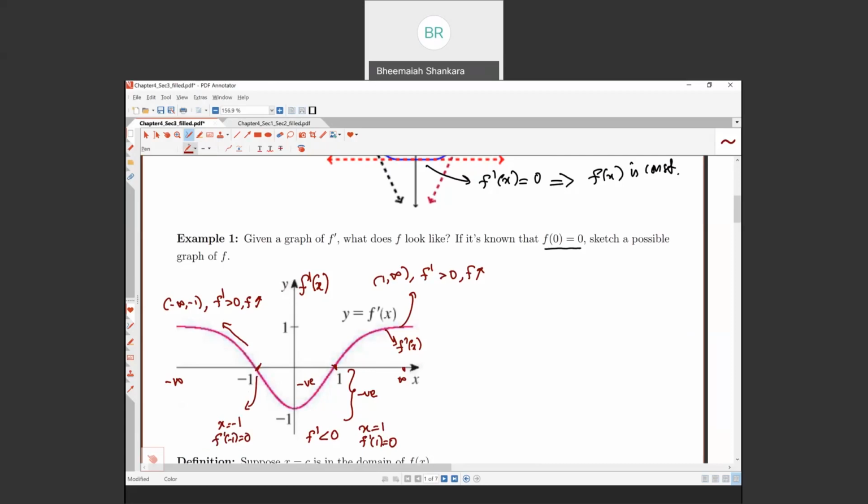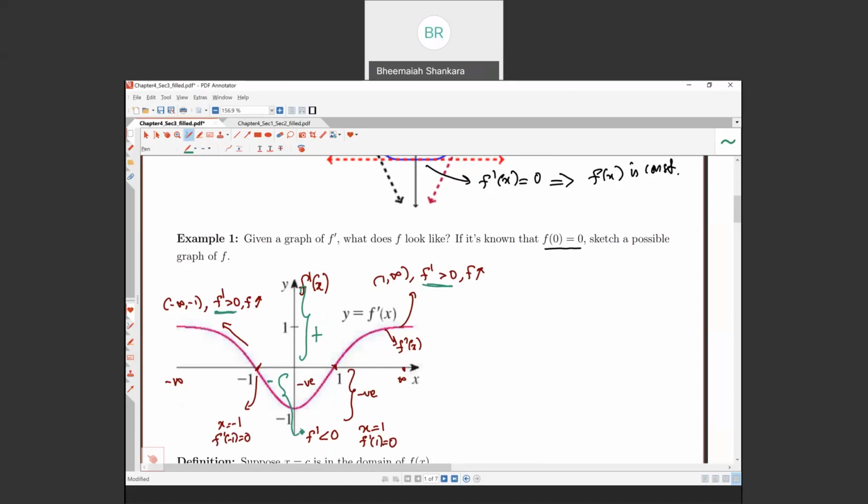All the values above the x-axis are the positive values, and all the values below the x-axis are the negative f prime values. So you had two pieces of the graph, negative infinity to negative 1 and 1 to infinity, above the x-axis. So you are specifically saying that the slope is positive there. But between negative 1 and 1, you are seeing that the graph is below the x-axis. So you say that the f prime, the slope, is negative. Above the x-axis, slope is positive. Below the x-axis, slope is negative.